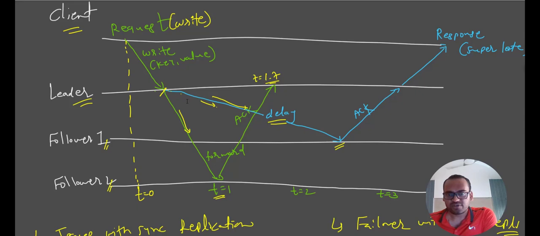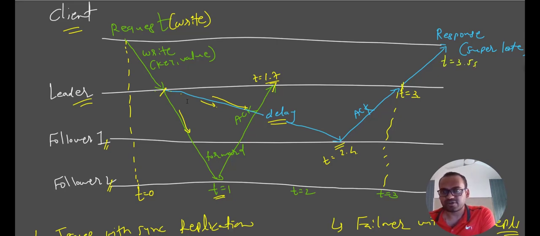And as soon as follower 1 receives the data somewhere here, let's say this is t equal to 2.4 seconds, it will try to send an acknowledgement back to the leader. At t equal to 3, this is the acknowledgement. As soon as the leader receives it, because now the leader has acknowledgements from both followers, the leader is ready to send the response back to the client. So the response is sent, let's say, at 3.5 seconds.